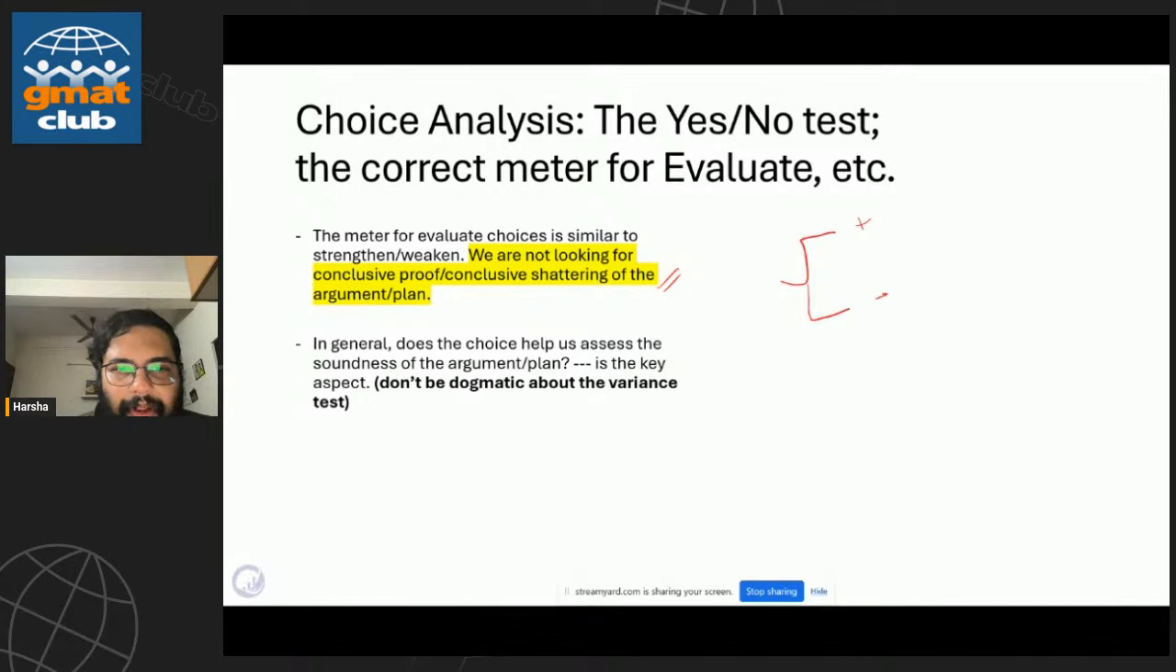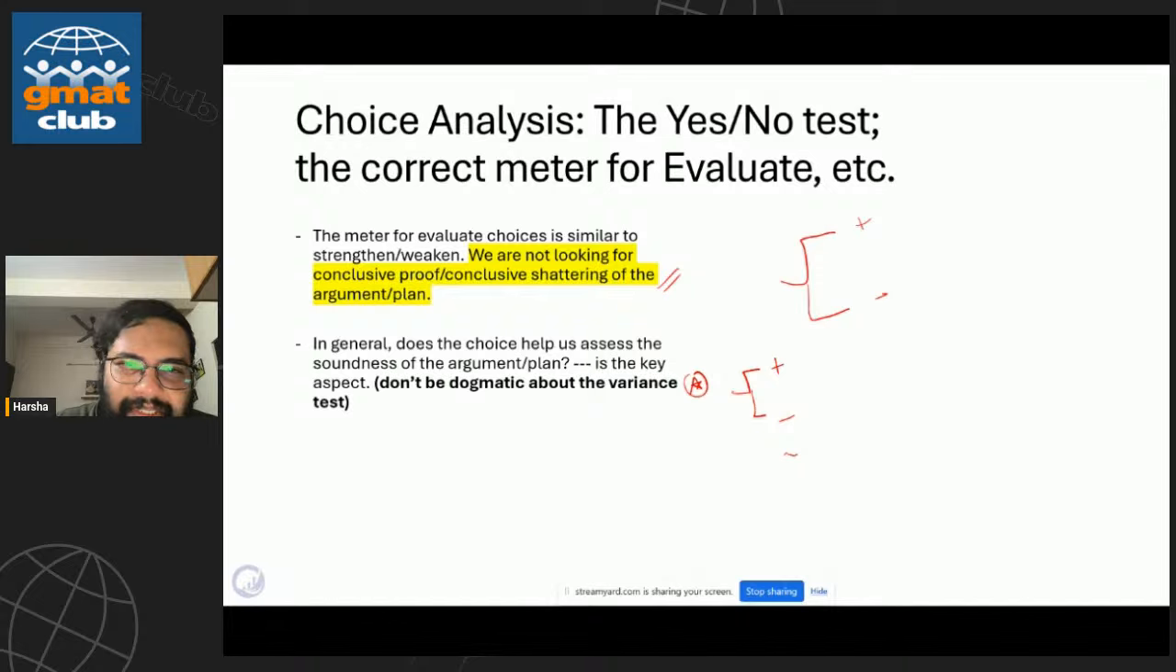Okay. Here is a small asterisk I'm adding, which is, in general, while the variance test or yes no test is fantastic, don't live or die by it. Don't be very dogmatic about using it. And I'll tell you why I feel this way. Now, of course, if you see a choice which, when taken to one extreme, strengthens, and when taken to another extreme, weakens, of course, that's a great candidate.